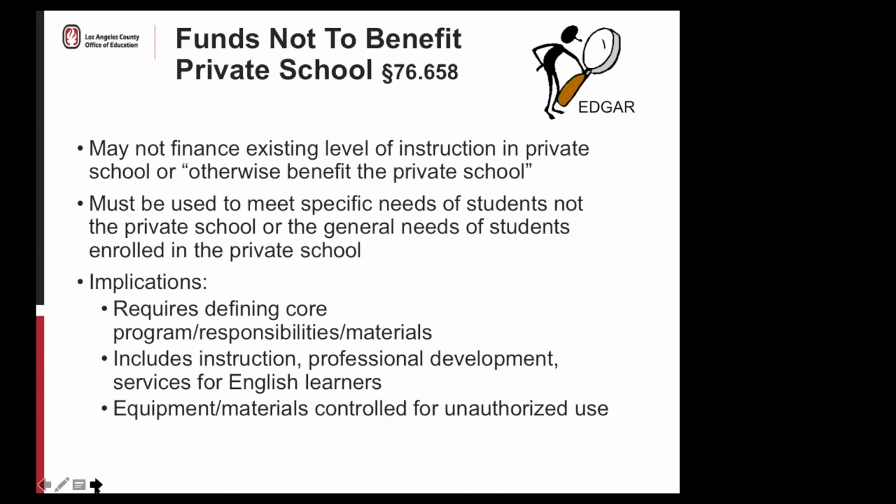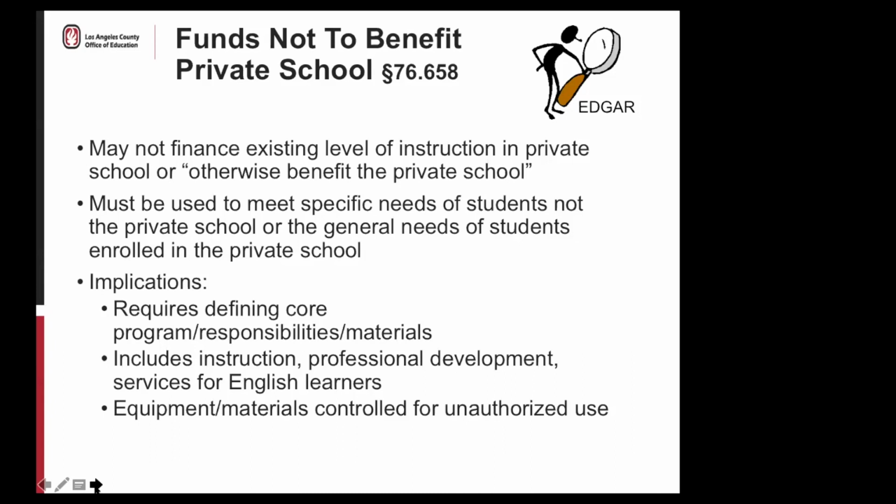So in order to plan appropriate services, it requires an understanding of what is their existing level of instruction or what's their core program. What instruction, including services for English learners, and this sometimes is a problem that districts find they don't see a core program for English learners. So what are you supplementing? What services, equipment, PD are already in place? So you need to talk with them, consult with them so you know what's in place, so you know what you're supplementing.